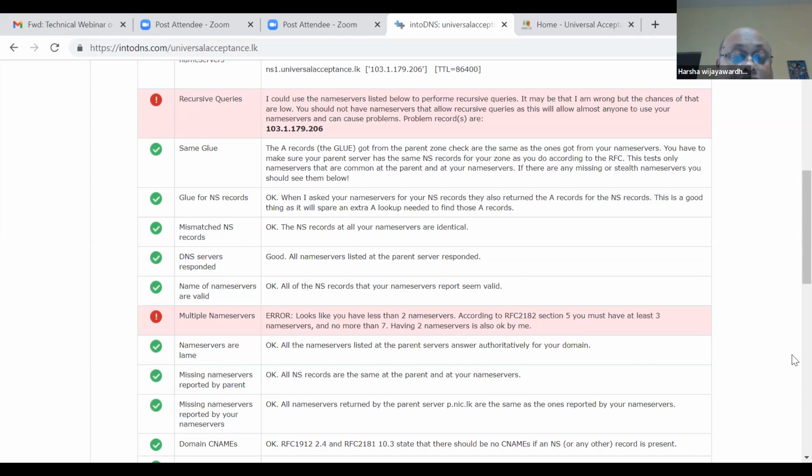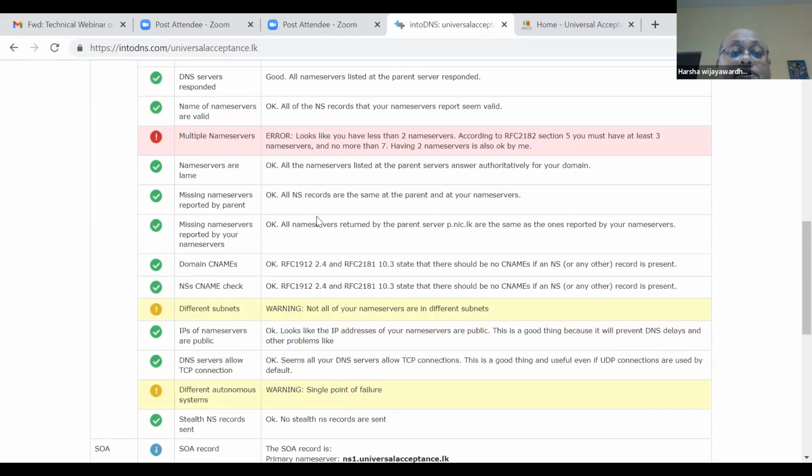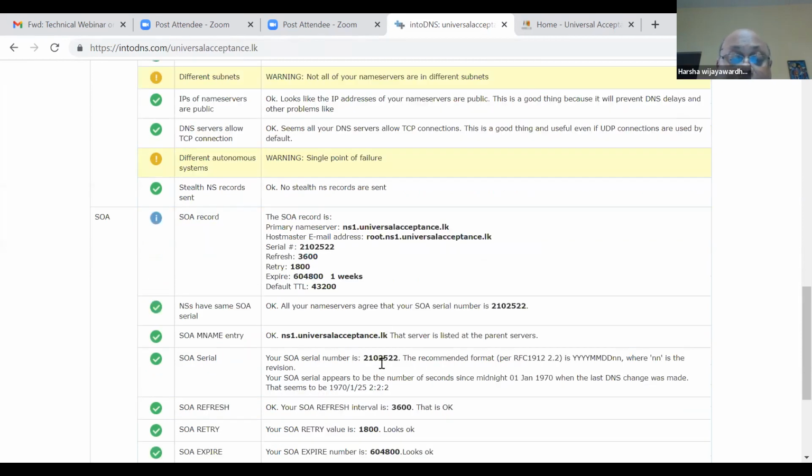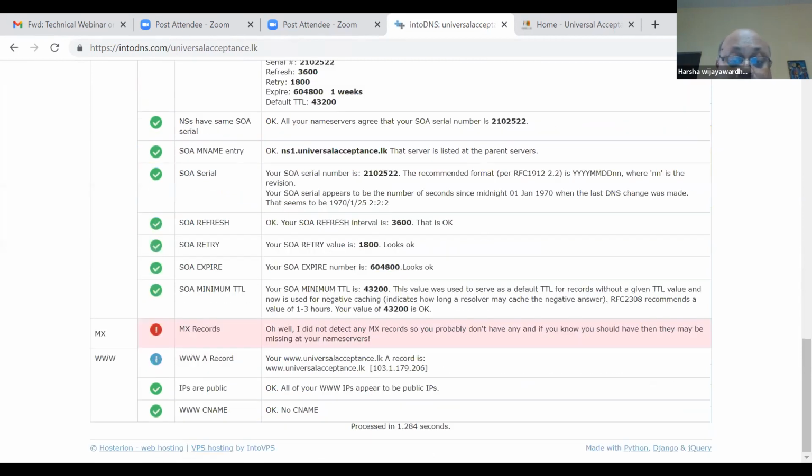So the one coming from the .lk delegation, and there are several things like here there's a single point because there's only one name server. Then not all your name servers are in different subnet because these are in the same. And then it tells you that MX records are not there. So right.